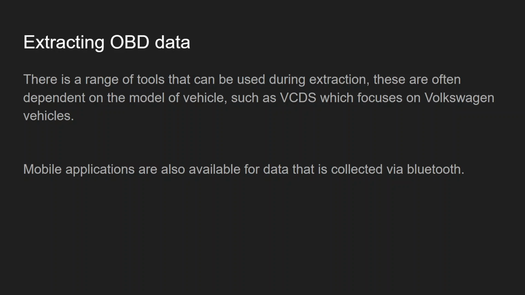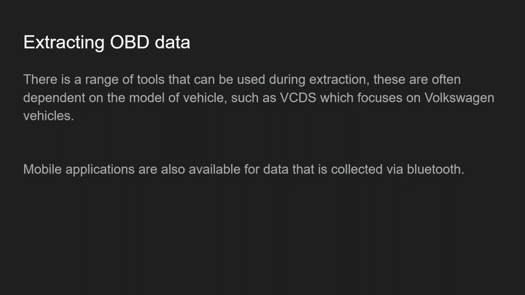So extracting OBD data, there's a range of different software tools that we can use. A lot of these are dependent on the vehicle model. So a software called VCDS focuses on Volkswagen vehicles, because often the data sent is different between models. As we saw earlier, there's also mobile applications that are available.